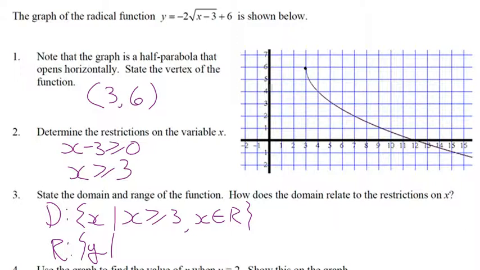So we can see that the 6 is going to come about if this is a 0. I put a 3 in here, 3 minus 3 is 0. The square root of 0 is 0, times negative 2 is 0, plus 6. After that, all these values will become negative, since root x minus 3 has to be a positive value. We can only take the square root of a positive. So then y is less than or equal to 6, and y belongs to the reals. How does the domain relate to the restriction? They're the same.